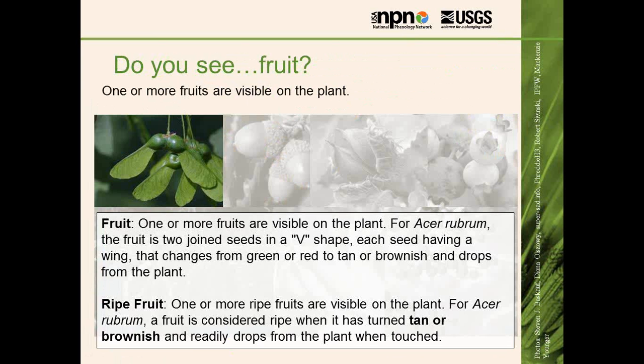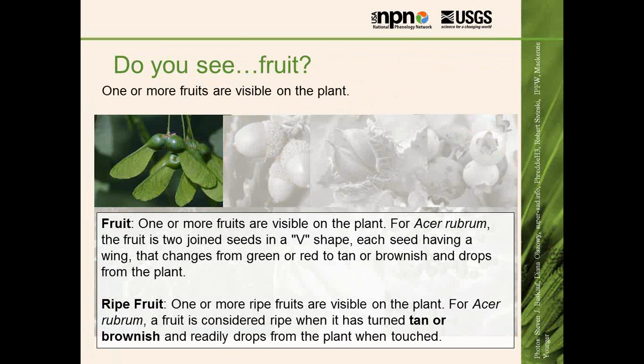Looking at the first example here for red maple, we've listed the definitions for both fruit and ripe fruit. So this tells you very specific information for the species. For Acer rubrum, the fruit is 2 joined seeds in a V shape, each seed having a wing that changes from green or red to tan or brownish and drops from the plant. And it tells you specifically that ripe fruit is when it has turned to that tan or brownish color and readily drops from the plant when touched.